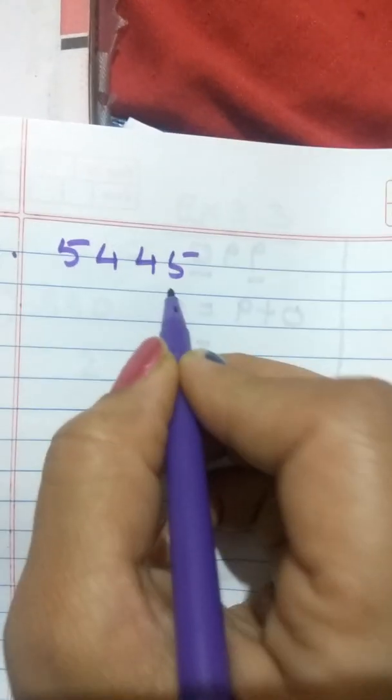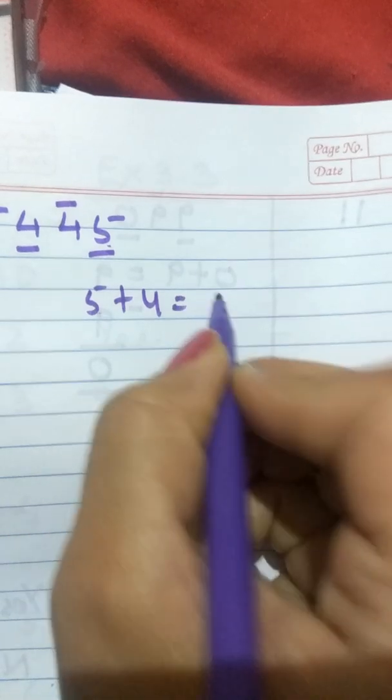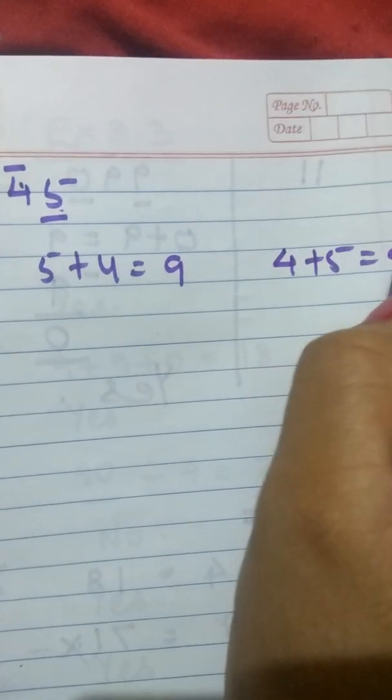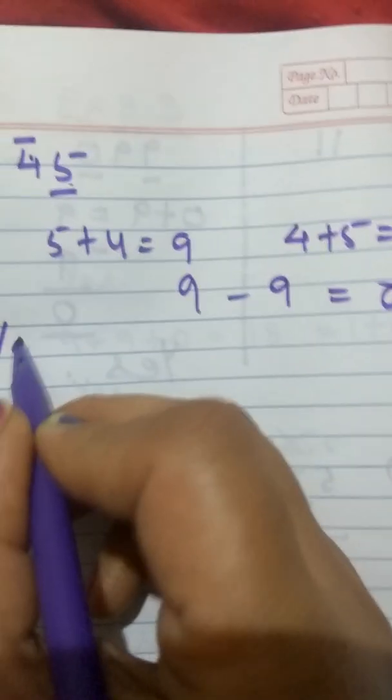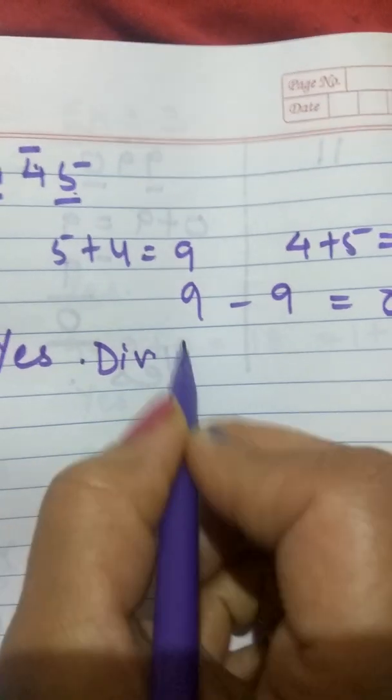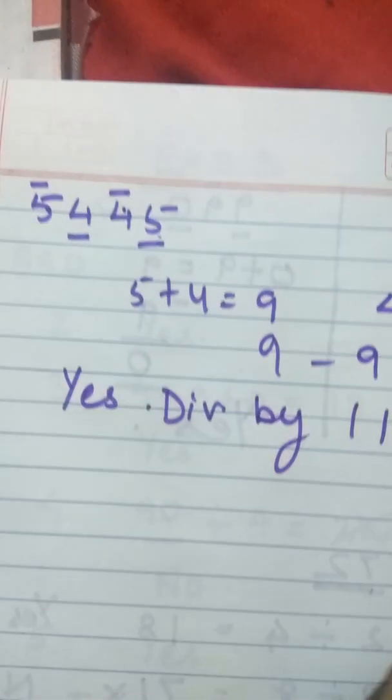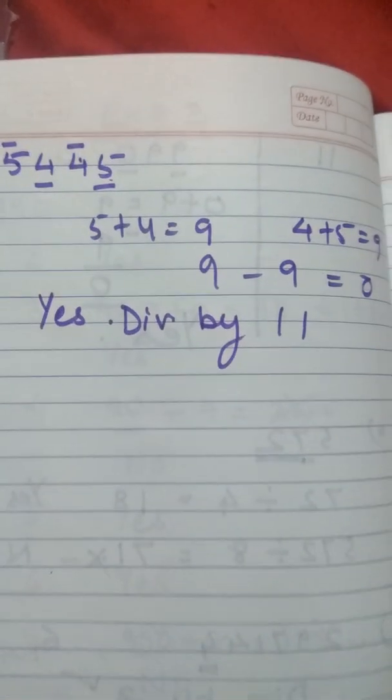Now question number 4. We have to check divisibility by 11. The number is 5445. So I have underlined this and put a bar over the other. So this is 5 plus 4, 9. And this is 4 and 5 again. 4 plus 5 again 9. The difference of these two sums is 0. So yes, it is divisible by 11. 5445 is divisible by 11.